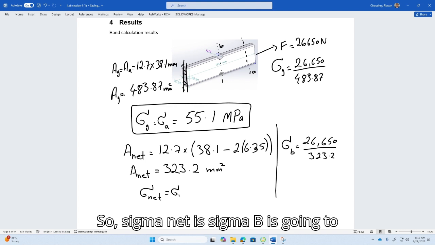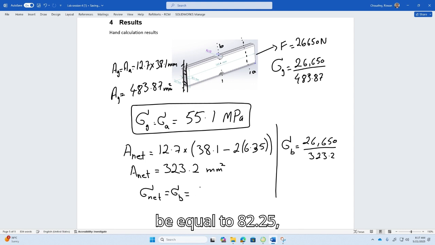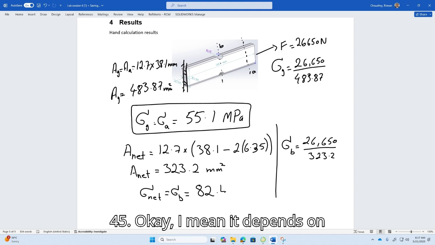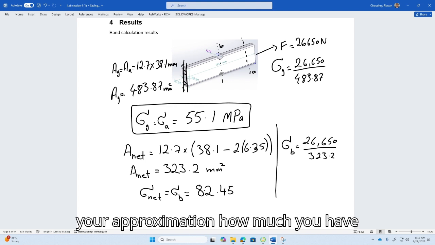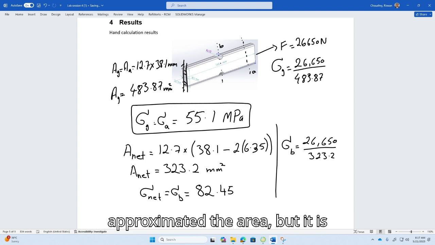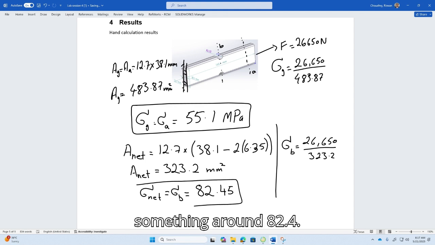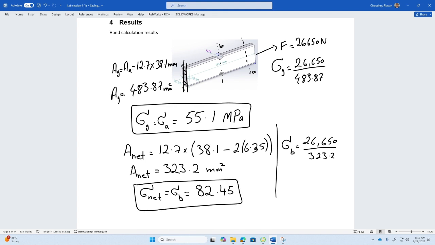So sigma net, sigma B, is going to be equal to 82.25, right? 45. Okay. I mean, it depends on your approximation, how much you have approximated the area, but it is something around 82.4. Okay? Yes. So the net area, you said 12.7 times 38.1 minus the radius.